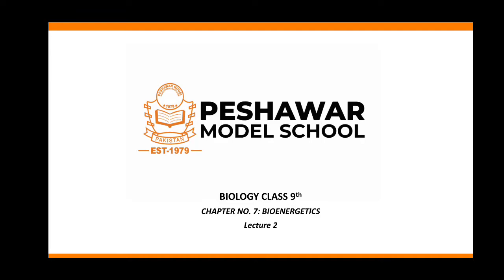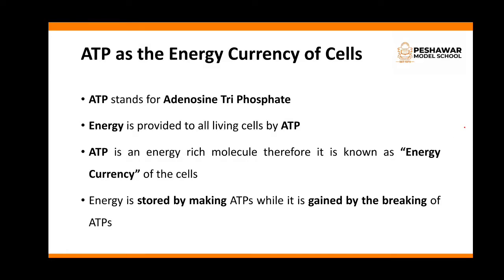Dear students, in the last lecture we studied bioenergetics and the different reactions related to bioenergetics. Today we will study ATP as the energy currency of the cell. So first we will study the naming. What does ATP stand for? ATP stands for adenosine triphosphate, because it contains one adenosine and three phosphate groups, so that's why it is known as adenosine triphosphate.